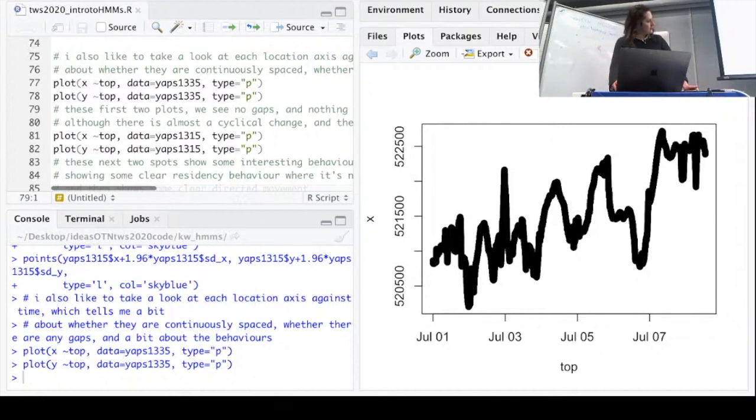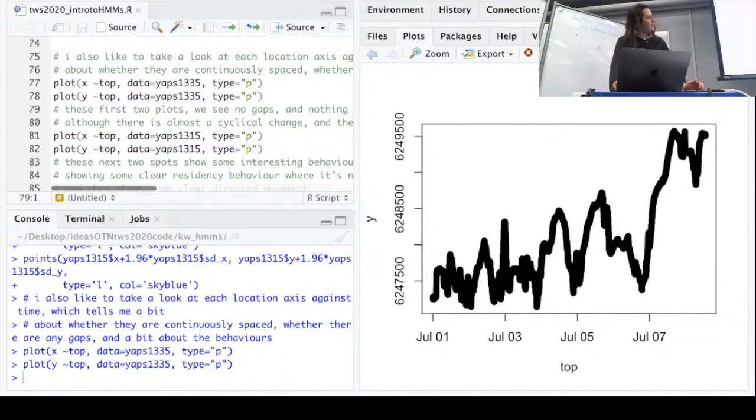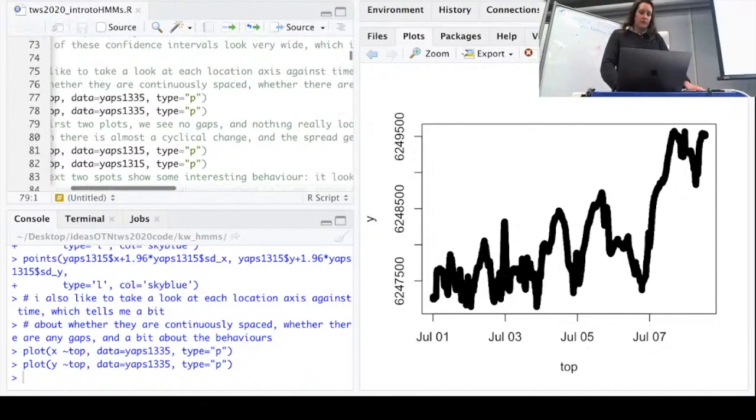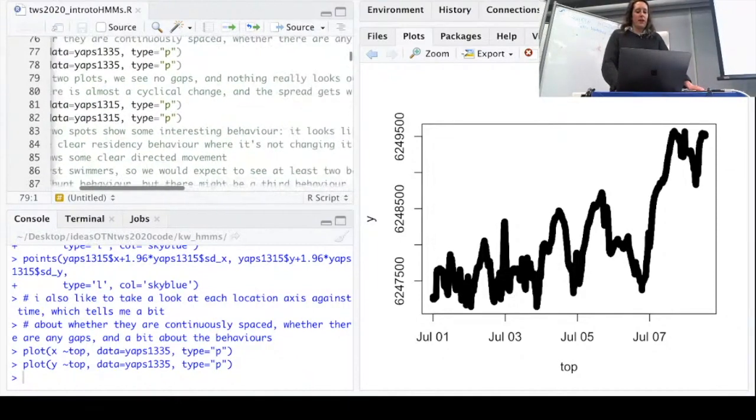I don't know if that's switched yet. It didn't. There it is. And this is kind of interesting. This one isn't super informative, but we do see that there's no gaps.